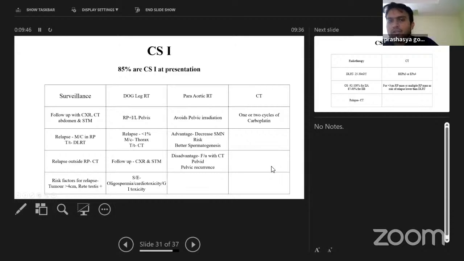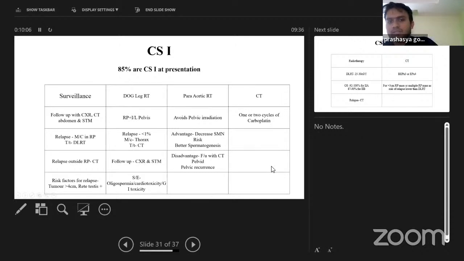Another variant of radiotherapy is the para-aortic radiotherapy, in which the pelvic irradiation is avoided. Advantages of para-aortic therapy are that it decreases the risk of secondary malignant neoplasms, and these patients have better spermatogenesis as compared to patients who undergo dog-leg radiotherapy.